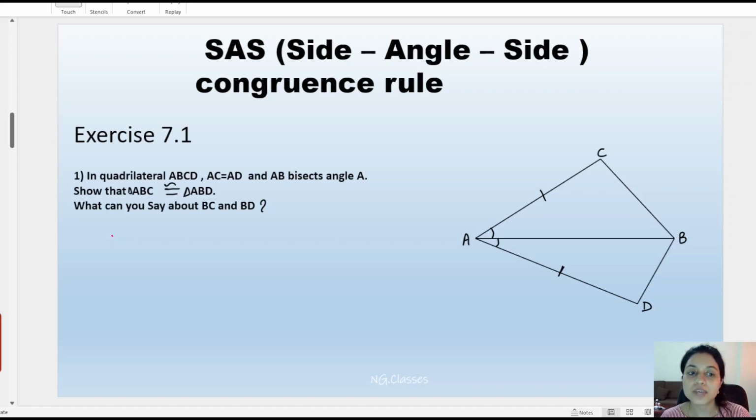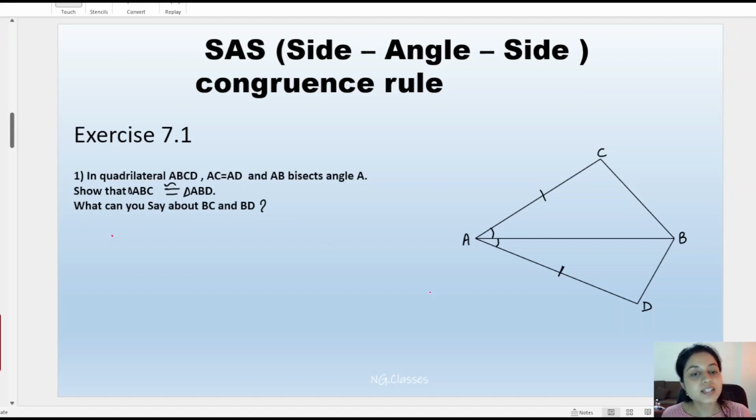Our question says we have a quadrilateral ABCD where side AC is the same as side AD, already marked in the figure, and AB bisects angle A. So side AB is bisecting angle A. That means side AB is dividing angle A into two equal parts. Show that triangle ABC is congruent to triangle ABD. What can you say about BC and BD? Okay, so let's prove the congruency at first.